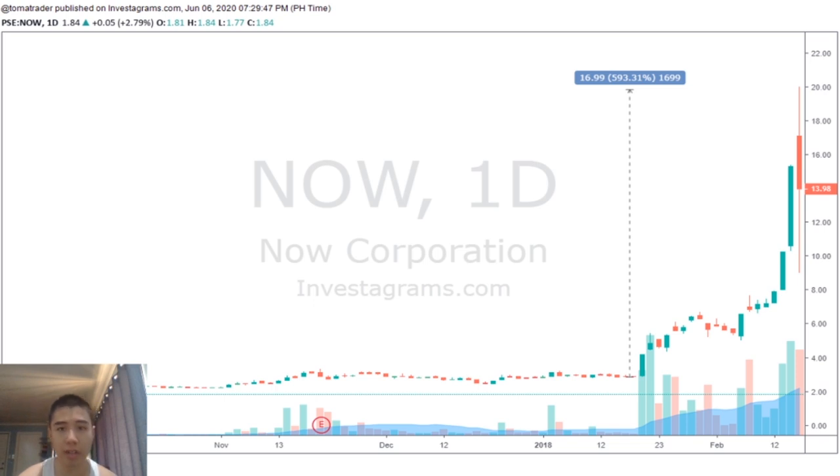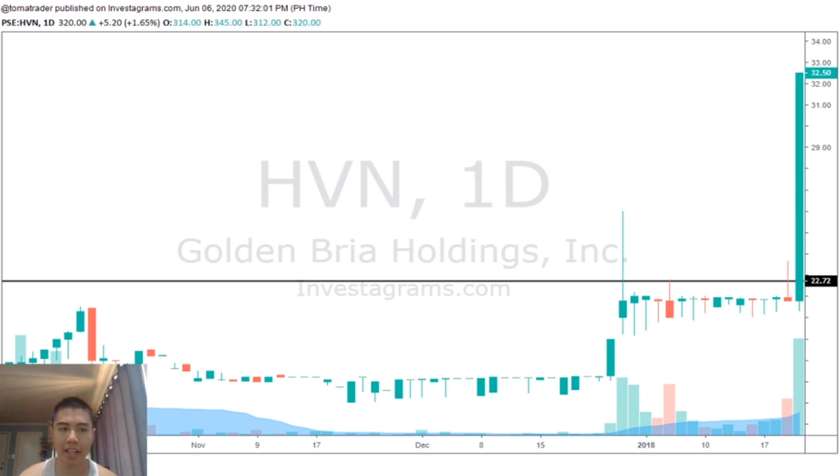If you're able to study well, prepare well, and you have a strategy, you can take advantage of these types of moves and you can exponentially compound your capital. Right? Something no bank will ever give you is a 600% return in 1 month, right? Or a month and a half.